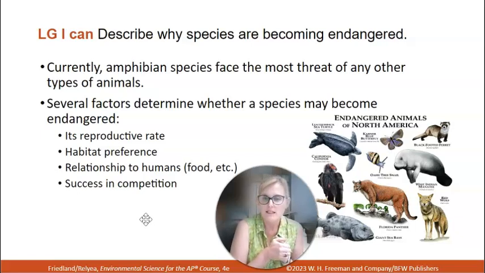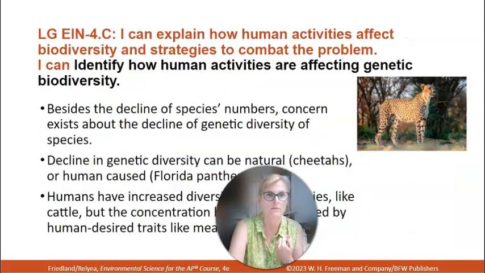Is their habitat still intact? That can influence whether they're going to bounce back. Are they interacting with humans? Do they get food from humans? Do they not get food from humans? Or are they food for humans? Do humans hunt for them to eat them? And can they successfully compete in a world with other animals and species for resources?